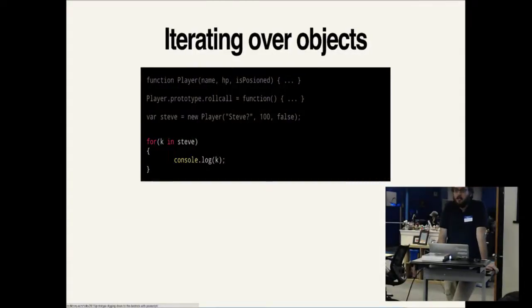So the final thing here is what happens when you iterate over an object in JavaScript. So we have everything we've already seen before, and now we're going to iterate over Steve. And we're going to trace out all the properties that exist on the Steve object. So we're going to get name, we're going to get hit points, we're going to get is poisoned. Those are all up here. We passed it in. But then we're also going to get roll call, which is that function that we have on its constructor's prototype object.